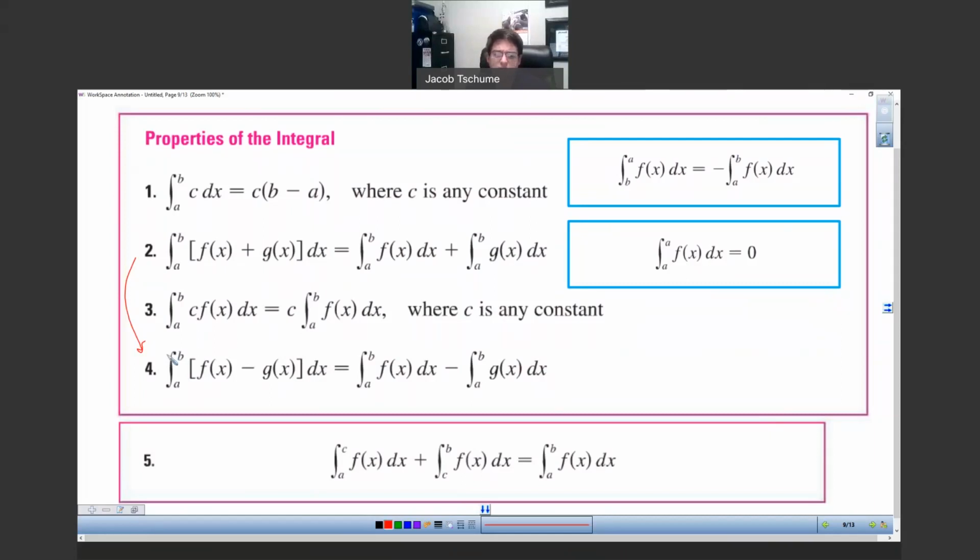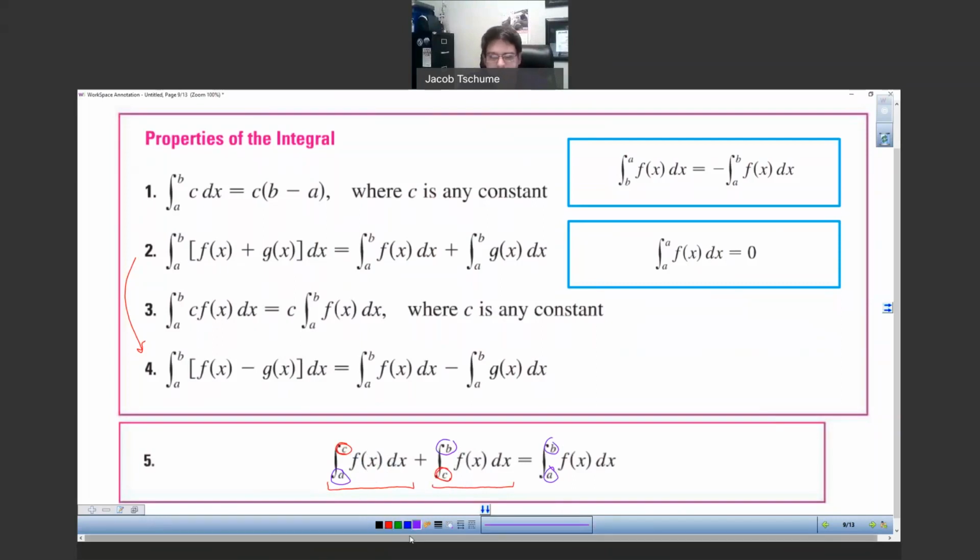Property number 5 has its own little box down at the bottom because it's a little bit different. What it essentially says is, how do you put two integrals together that don't have the same parameters? If you have an integral from a to c and an integral from c to b, as long as the upper parameter of the first and the lower parameter of the second integral are the same thing, you can put these together and the a and the b become your new parameters of the final integral. But if the upper of the first and the lower of the second don't match, you cannot do this.